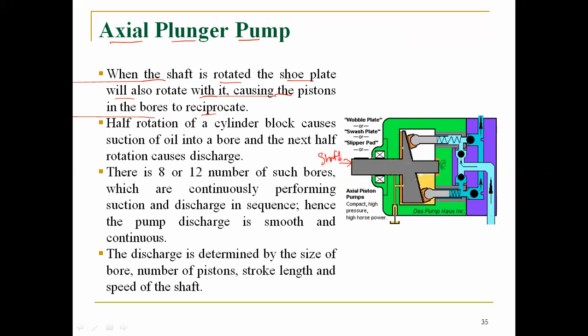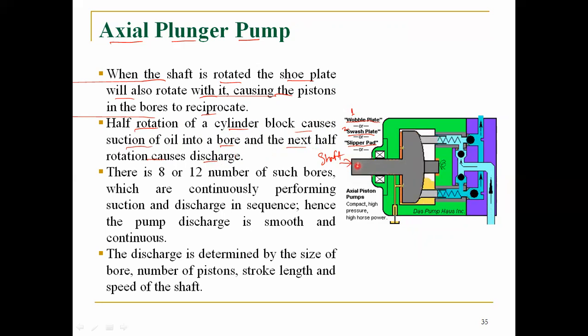When this shaft rotates, the shoe plate, which we can call a wobble plate, a swash plate, or also a slipper plate, rotates with it. These are the three types of axial piston pump: the wobble plate, the swash plate, and the slipper pad. For half a rotation of the cylinder block, it causes suction of the oil into the bore, and the next half rotation causes the discharge.